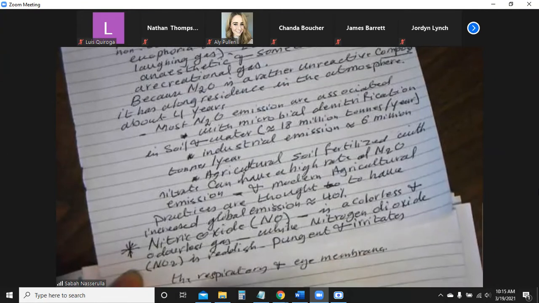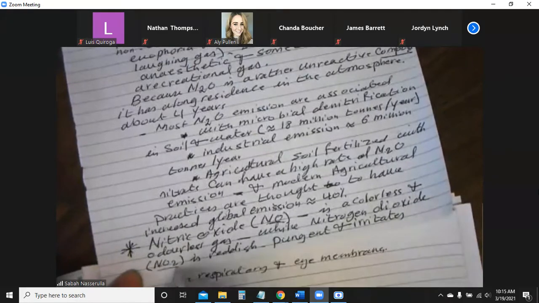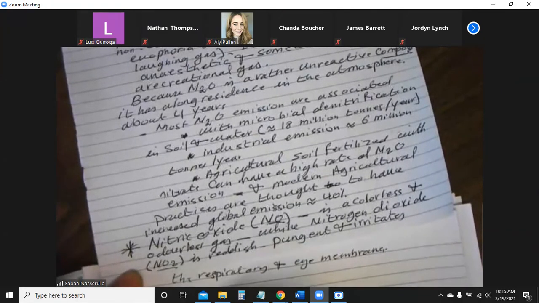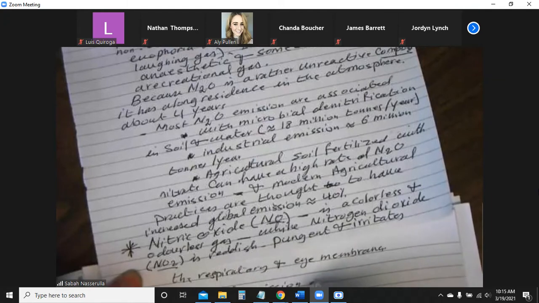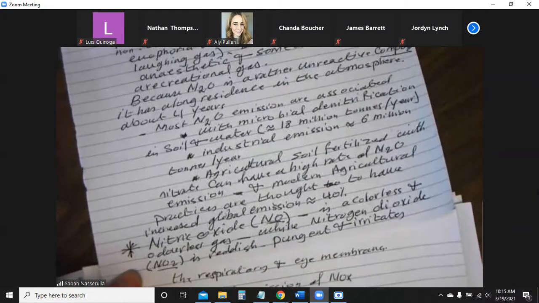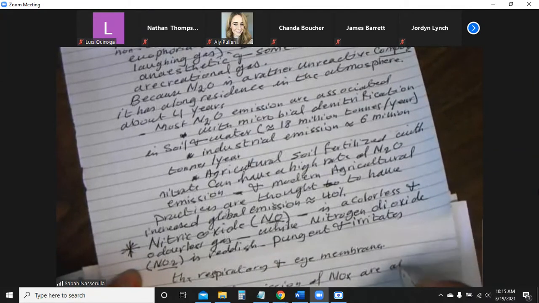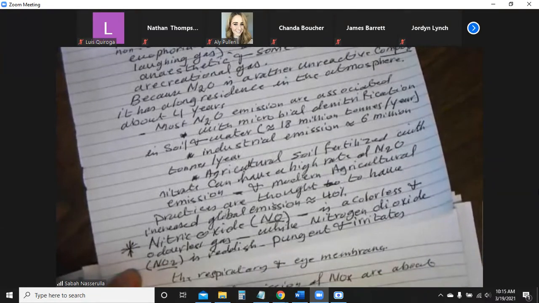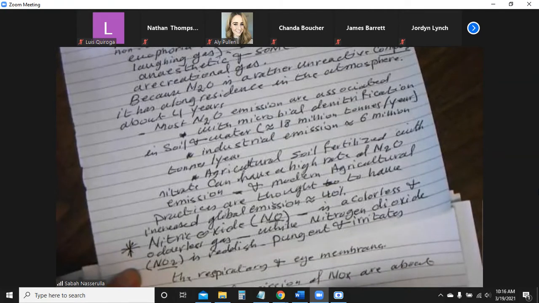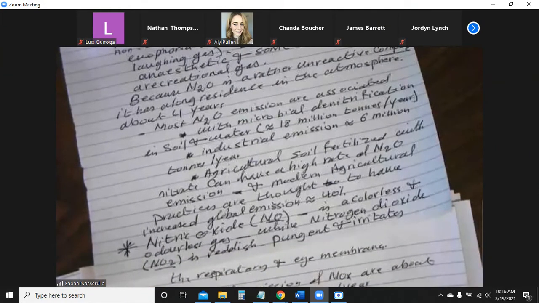So, thus here, natural emission because of these two gases, NO and NO2, okay? That's natural emission of NOx, which is the complex, and it is about 430 million tons per year.